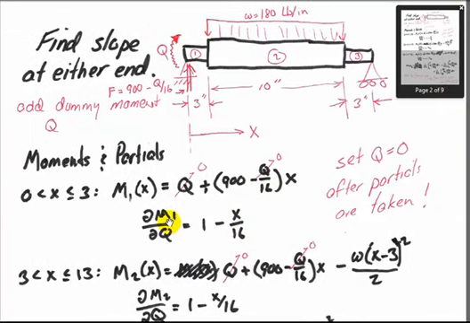And so that's my partial of moment number 1 with respect to Q. Now I can set those Q's equal to 0. Notice I said here, set the Q's equal to 0 after the partials are taken. The next step then is to write the moment in region number 2.